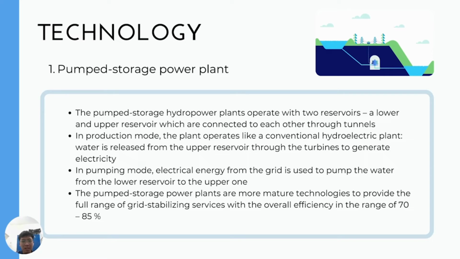In pumping mode, the electrical energy from the grid is used to pump the water from the lower reservoir to the upper one. In this case, a motor generator is used to work either as a generator in the production mode or as a motor in the pumping mode. With regards to the hydraulic system, the choice is between reversible pump turbines able to work in both directions. Thus, the pump storage power plants are more mature technologies to provide the full range of grid stabilizing services, with an overall efficiency in the range of 70 to 85%.